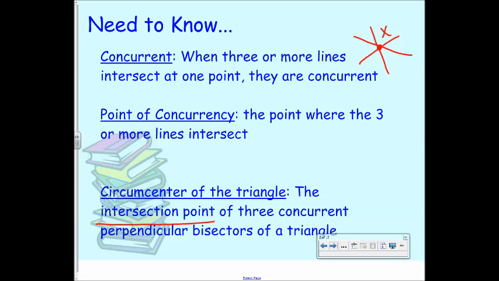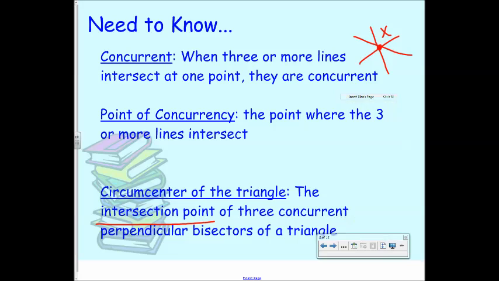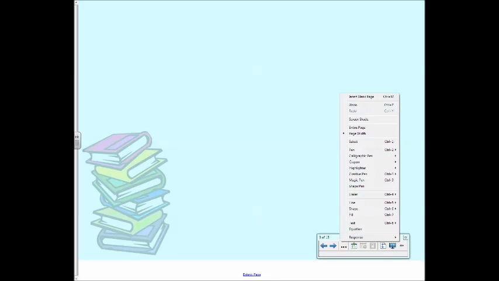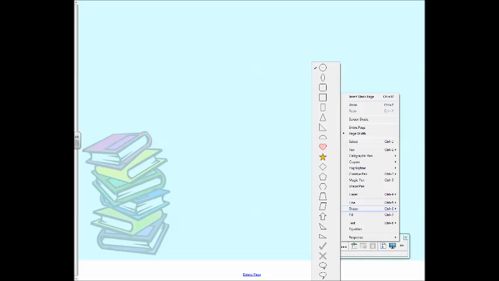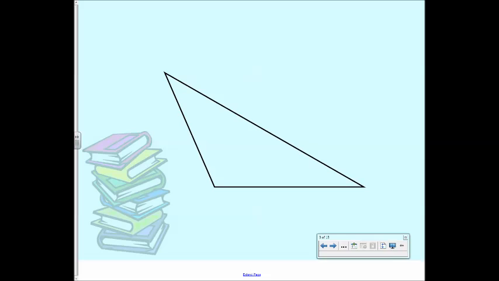That is a lot to digest. Okay. So first things first, what kind of triangle is this? It's an obtuse triangle, all right?